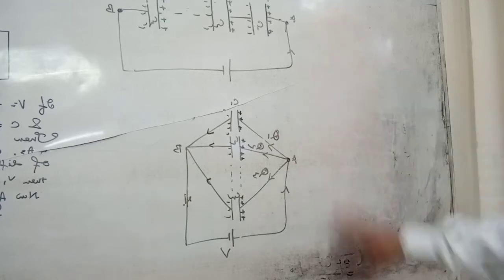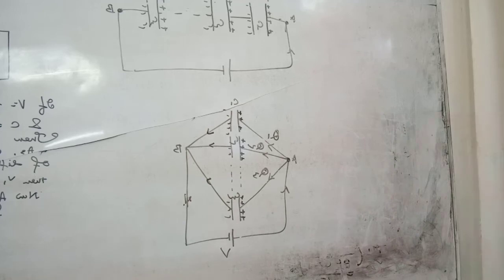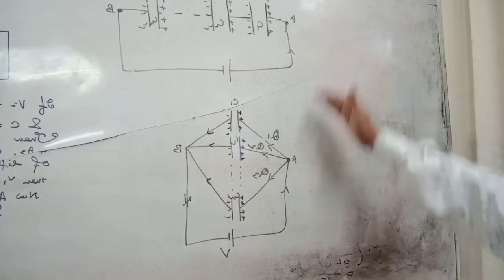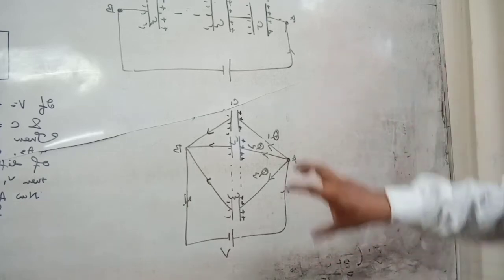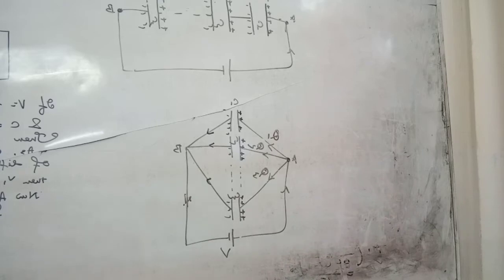Sometimes we will see that mixed connections are there. When we do numericals, we will find how we can connect them in a mixed way. That means capacitors can be in series, in parallel, or a mixed group of capacitors in series and parallel. Next we are going to find out what the result will be when the capacitors are connected in series.